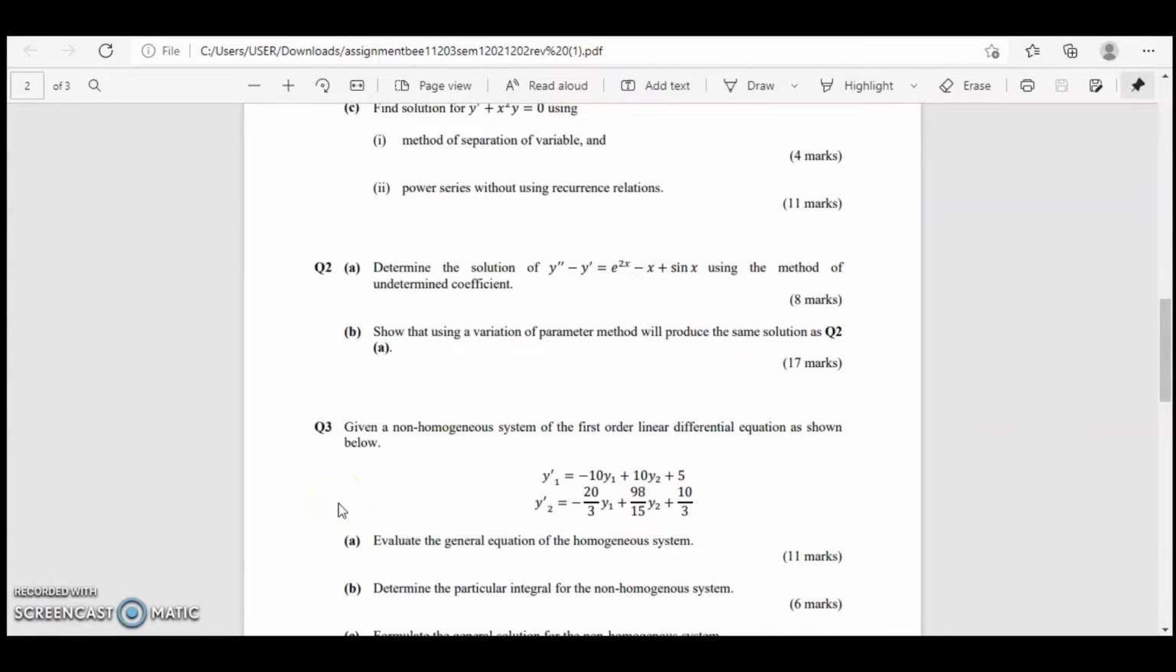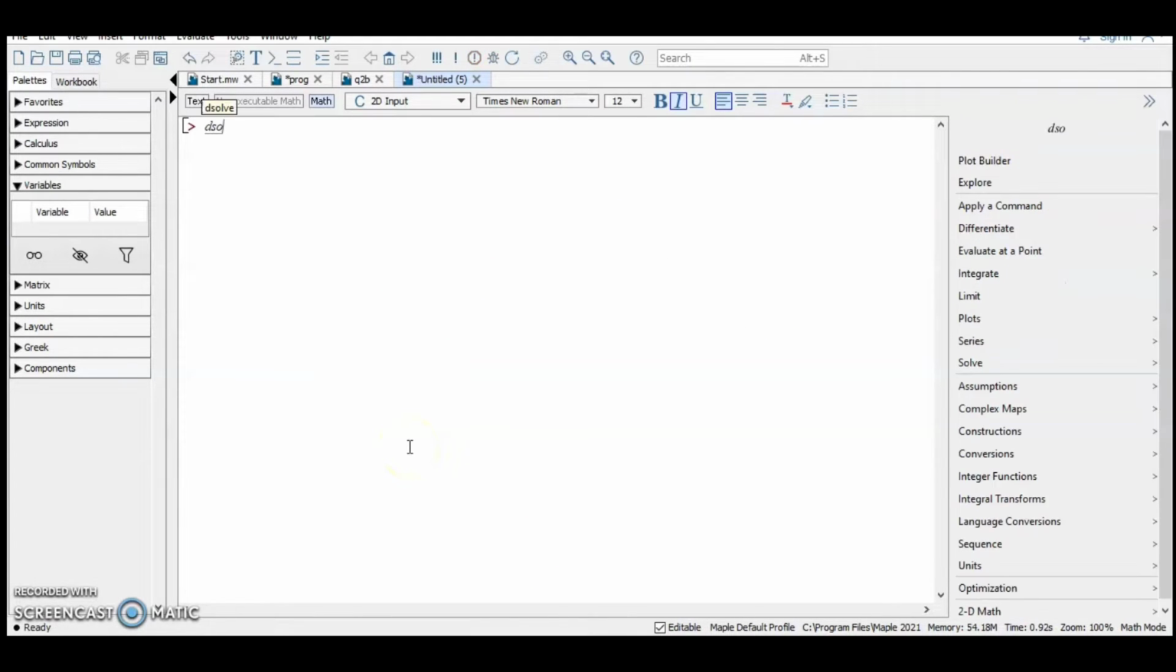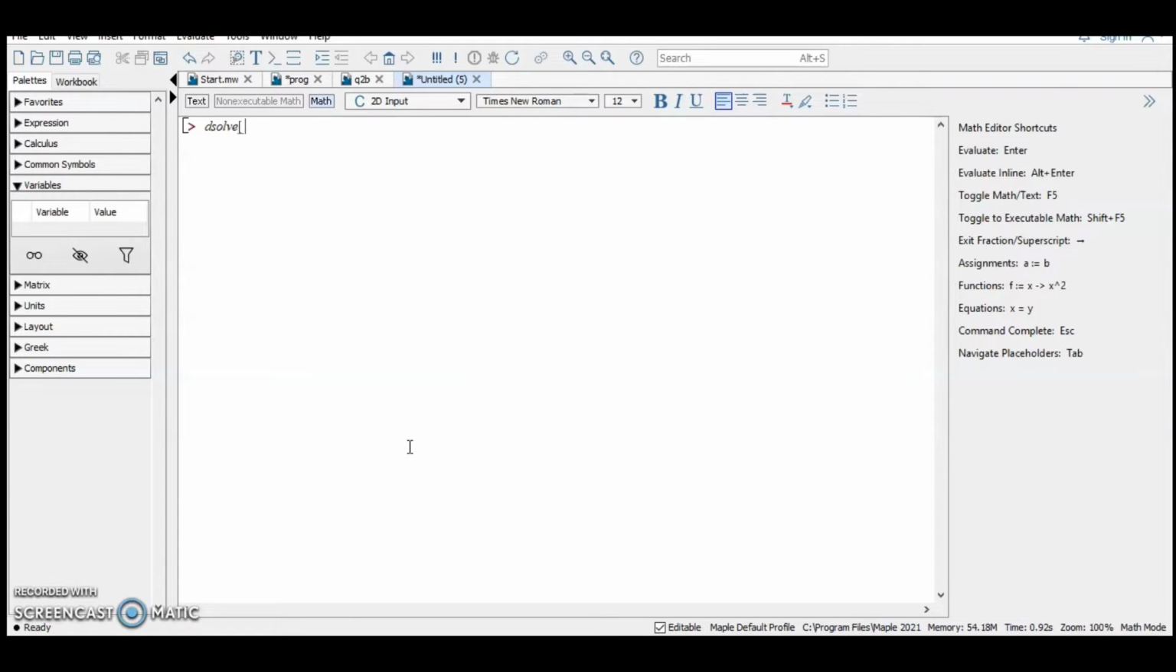So I will explain question 2a. Determine the solution of y double prime minus y prime equal to e to the x minus x plus sin x using the method of undetermined coefficients. So all coding. First things first, I put the interactive.